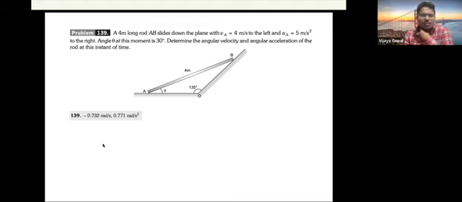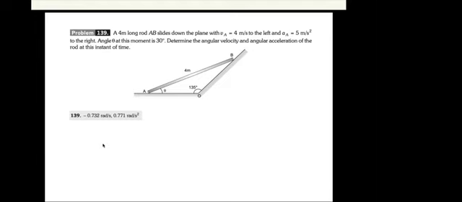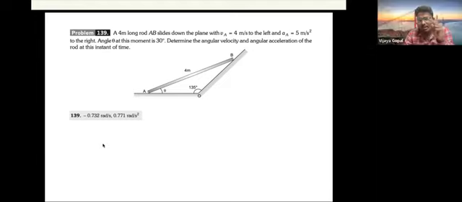Okay, sir, what is the instantaneous axis of rotation? How to find it? Perpendicular to velocity. Take any two velocities of the rigid body and draw perpendiculars to both velocities; wherever they meet, that is the instantaneous axis of rotation. And what is the specialty of the instantaneous axis of rotation?